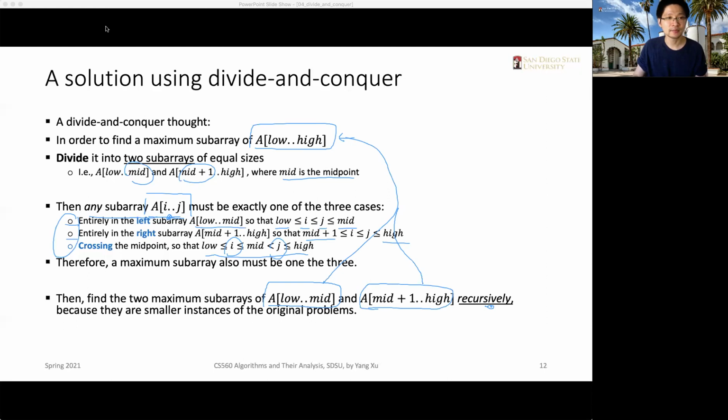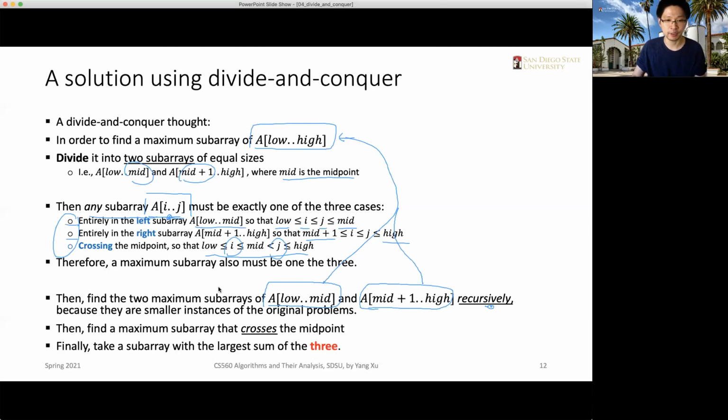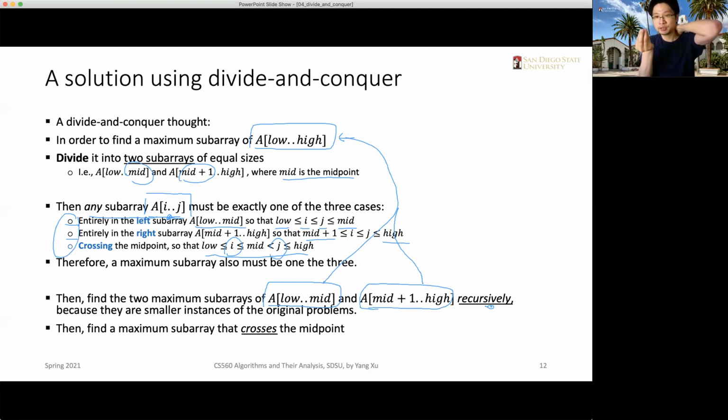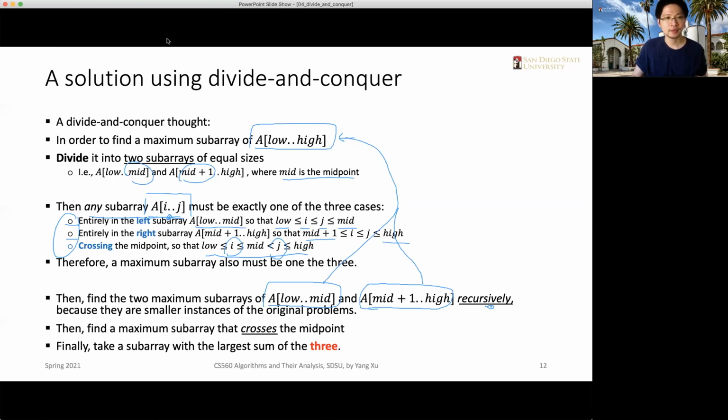But for the third case, if the subarray is crossing the midpoint, then it's a different one. Because the maximum subarray that crosses the midpoint includes the midpoint. It is no longer the same type of problem. So what we can do is to compare the solutions from the 3 cases and find the one that has the largest sum among the 3 cases.